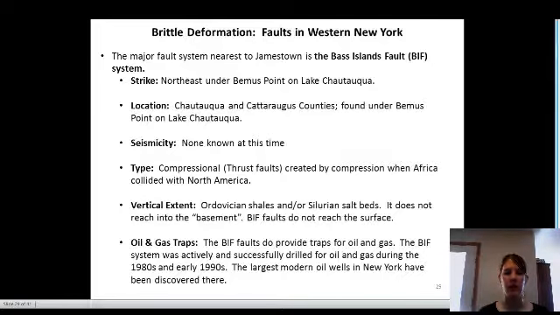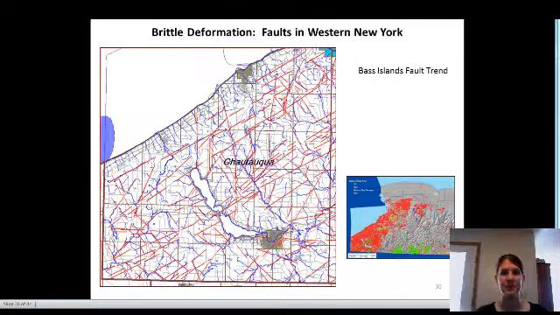So they are very contained within a certain depth of the Earth's surface. However, they do provide traps for oil and gas. This system was active and successfully drilled for oil and gas during the 80s and 90s, and the largest modern oil wells in New York were actually discovered there. If you go up to Lake Erie, just south of Fredonia, I think it's like Erie Park or Erie Point, if you go to the shale beds right along the beach there and break the shale rocks apart, you can actually smell that gas that's trapped within the shale.